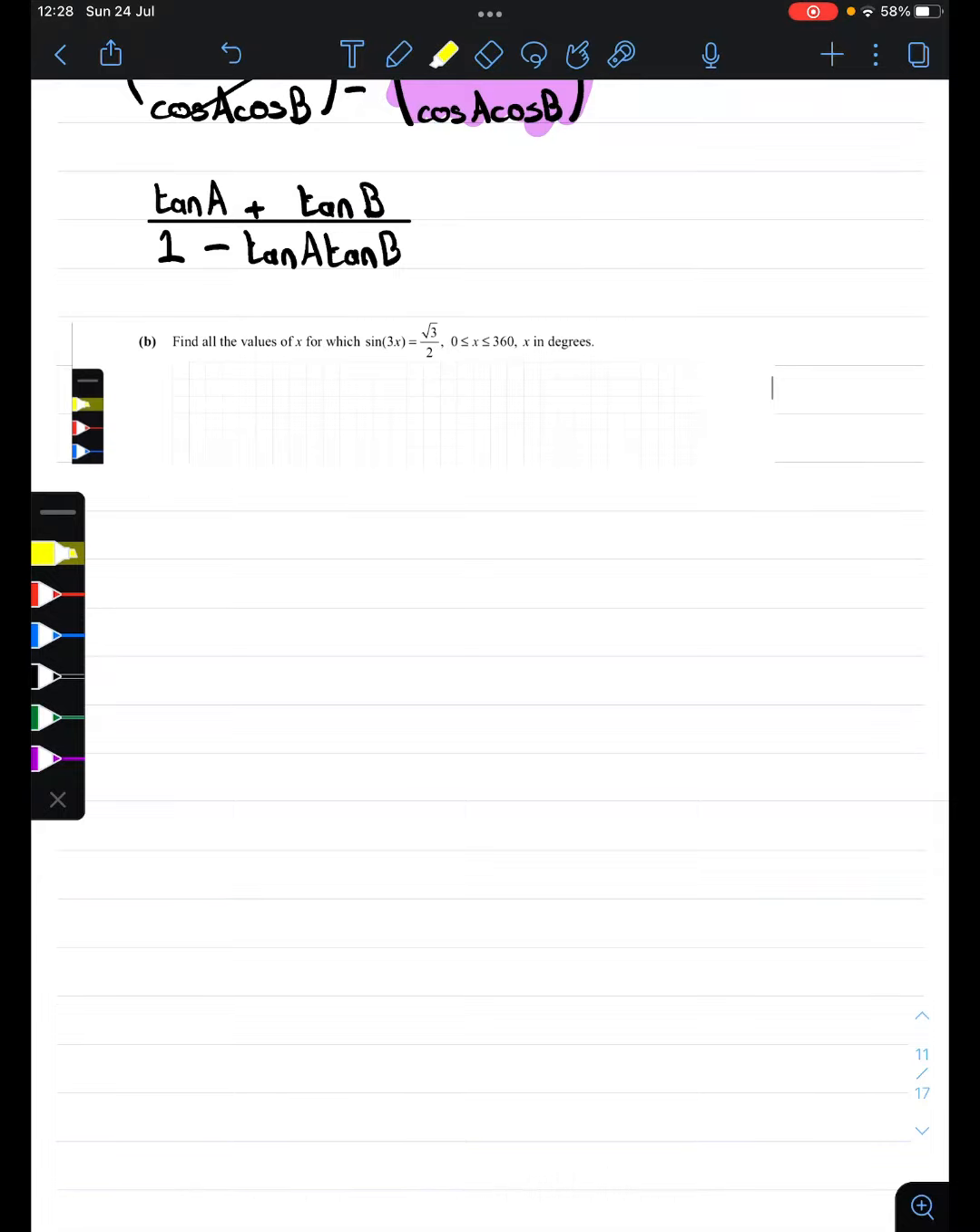Now on to part B. Find all the values of x for which sine 3x equals root 3 over 2 for x between 0 and 360 in degrees. Alright, so what is the question giving us? Okay, so we have an equation that we want to solve for x. Sine 3x equals square root 3 over 2 for x between 0 and 360.